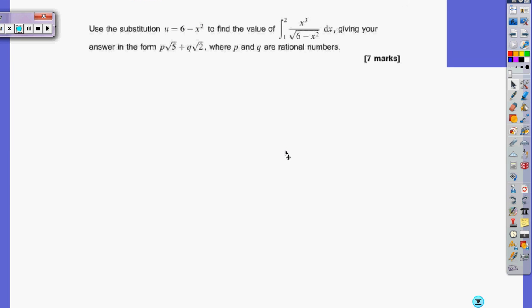Okay, this is June 15, C3 paper, question 7, substitution, which is really lovely. Very enjoyable when you get these right.